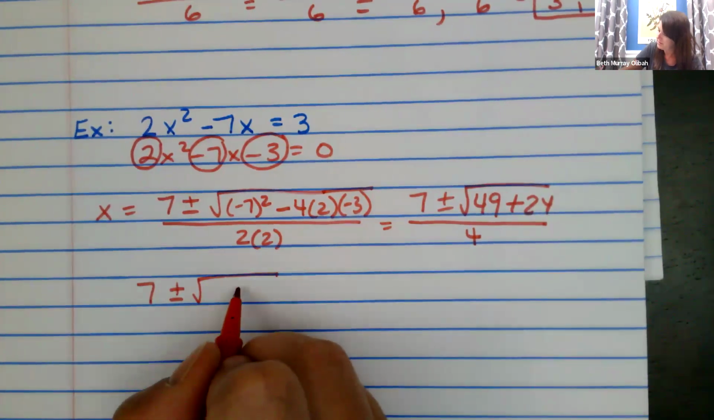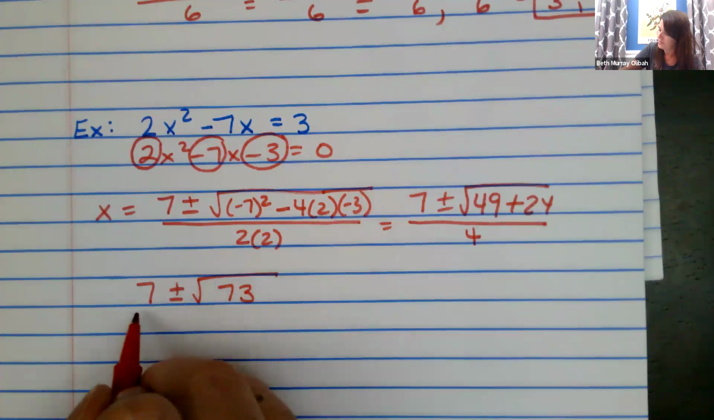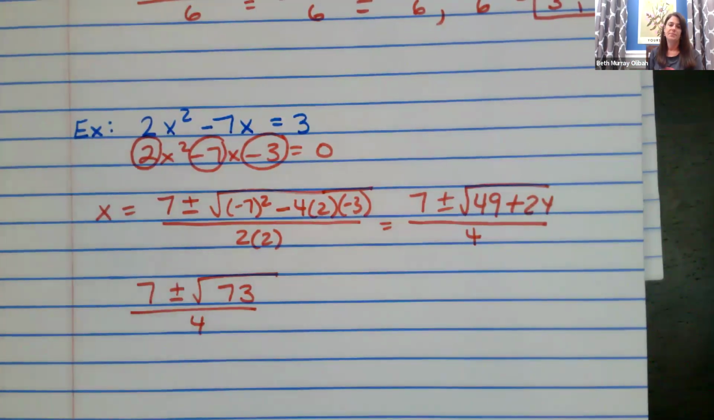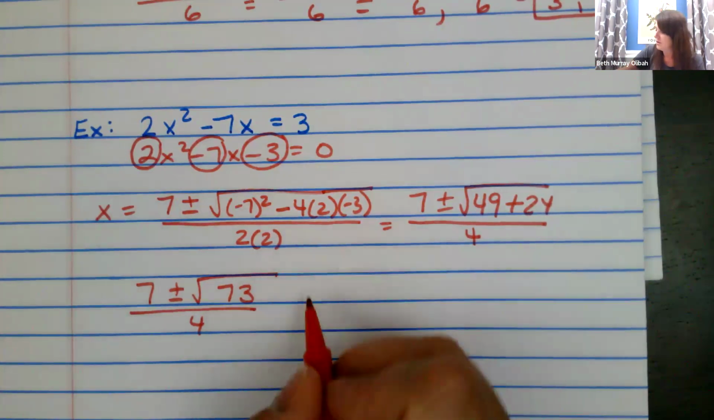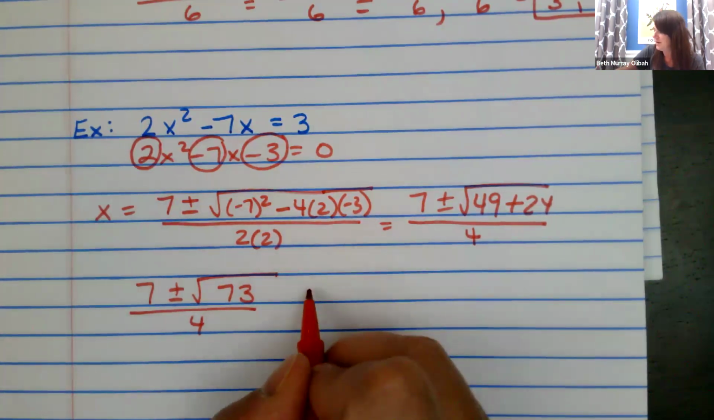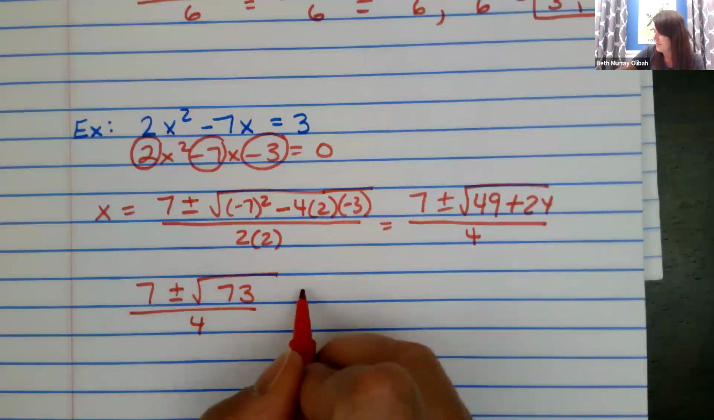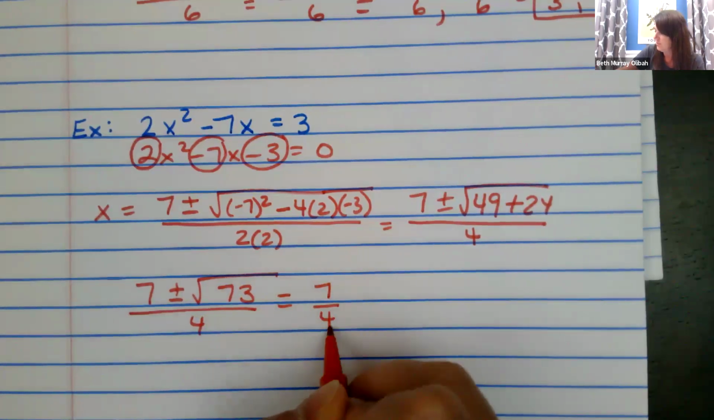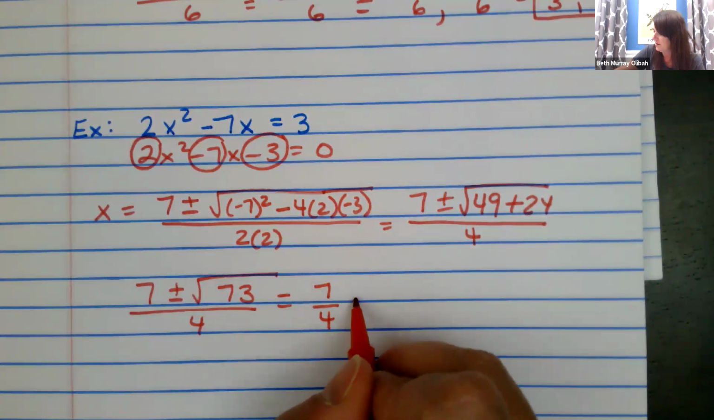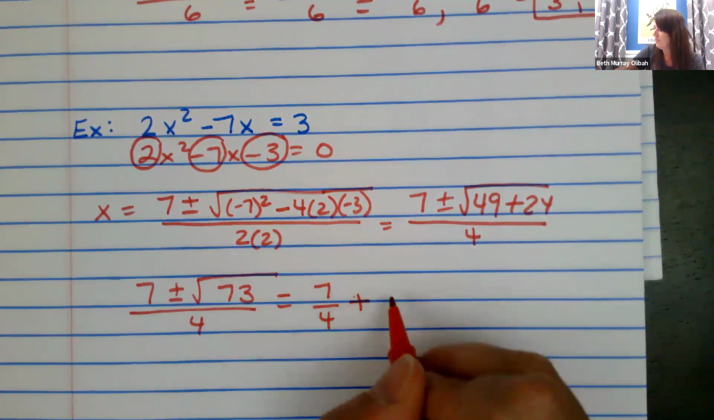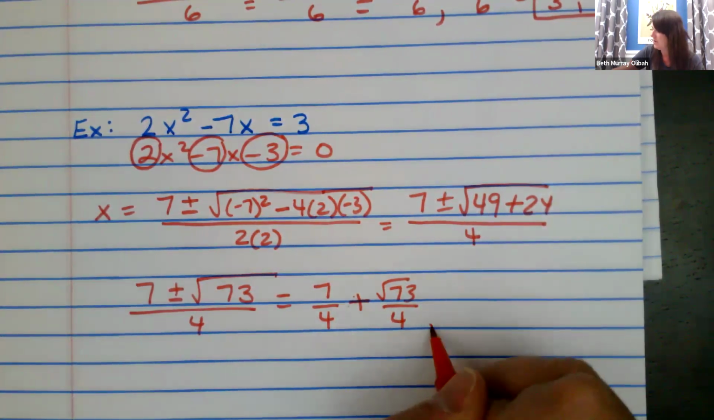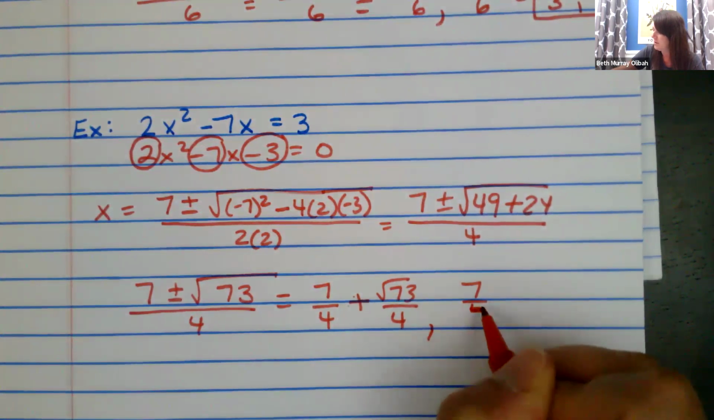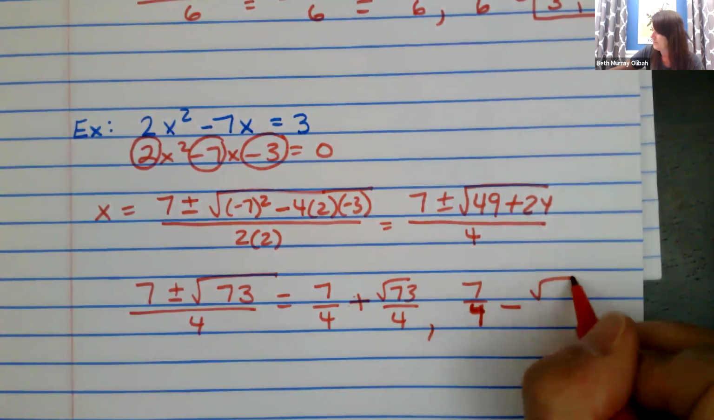7 plus or minus 73. So this time, the square root of 73 is not a nice number, and I can't even reduce it by taking out some kind of a pair. So we're going to have two completely separate answers, and we can separate this just in case we could reduce maybe the 7 over 4, but we can't. So we end up having 7 over 4 plus square root of 73 over 4, and then 7 over 4 minus.